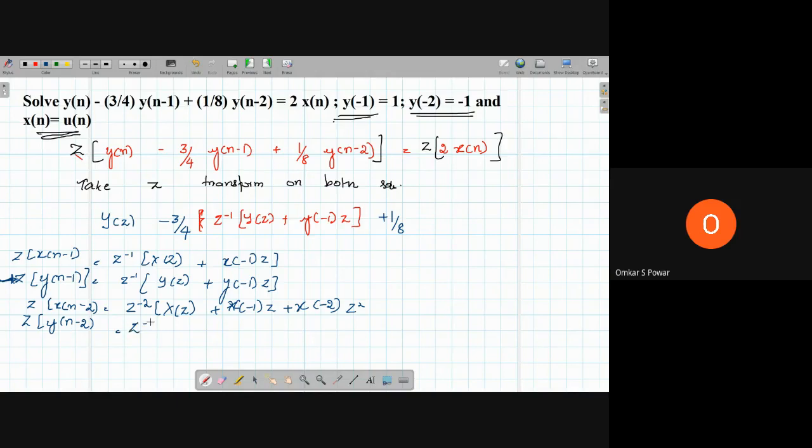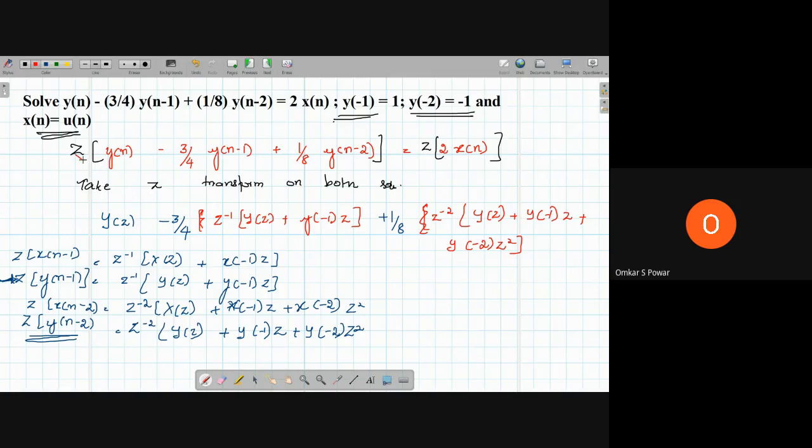So here it will be z to the power of minus 2 Y of z plus y of minus 1 into z plus y of minus 2 into z square. So we will substitute for this z transform of y of n minus 2 here. So what it will be, z to the power of minus 2 into, so I write this here like this. Y of z plus y of minus 1 into z plus y of minus 2 into z square.